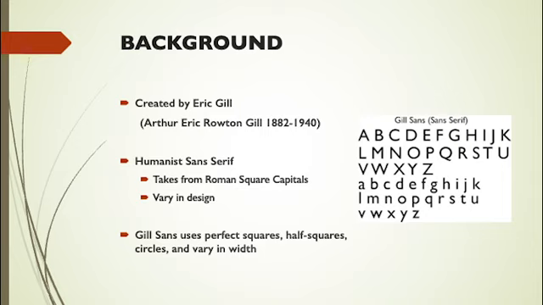The designer of Gill Sans was Eric Gill, born Arthur Eric Rowton Gill. He lived from 1882 to 1940. Gill Sans is considered in the Humanist sans serif classification, which means that they take from Roman square capitals and they vary in design. Gill Sans itself is based on perfect squares, half squares, circles, and vary in width.